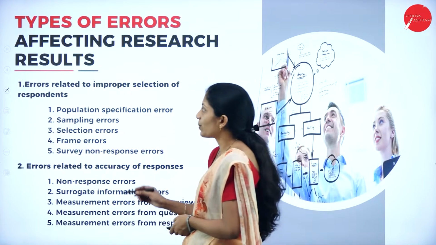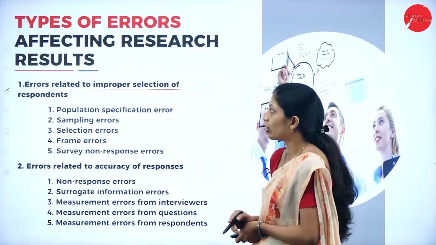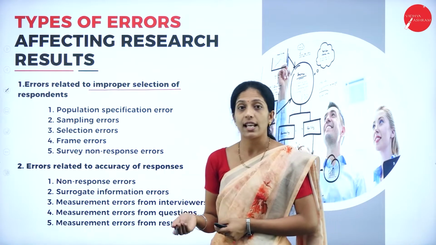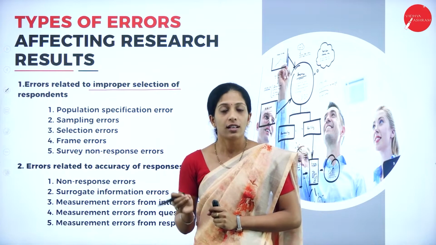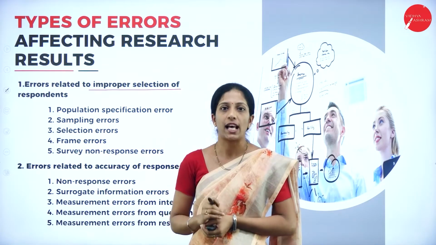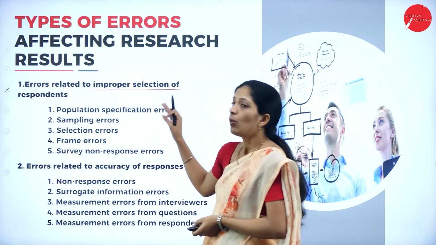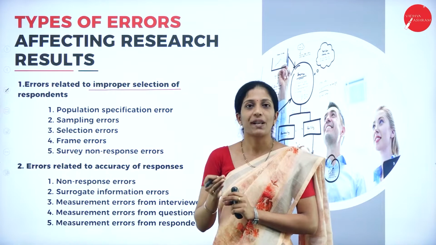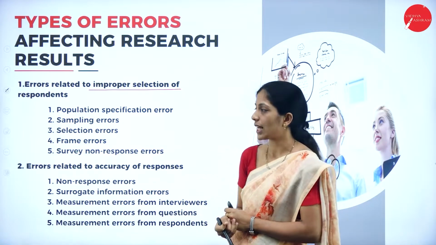Now coming to the first one, errors related to improper selection of respondents. When we select a wrong respondent, who are the respondents? The researcher will select those people from whom the information has to be collected. They are termed as respondents. Now here, what are the mistakes made by the researcher while selecting the wrong respondent?